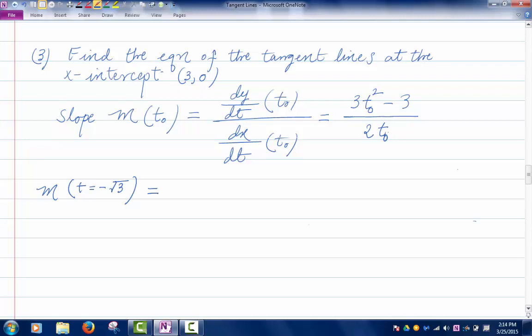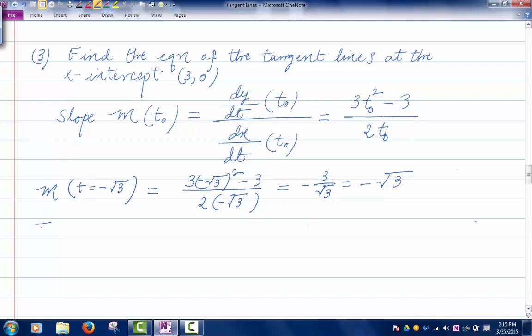Now, what is the slope then when t is negative root 3? When t is negative root 3, you're going to get 3 times negative root 3 squared, minus 3, divided by 2 times negative root 3, right? So what is that equal to? What am I getting? I'm getting 6 divided by 2 times negative root 3, right? What is that? Negative 3 over radical 3. Let me just say this is negative root 3.